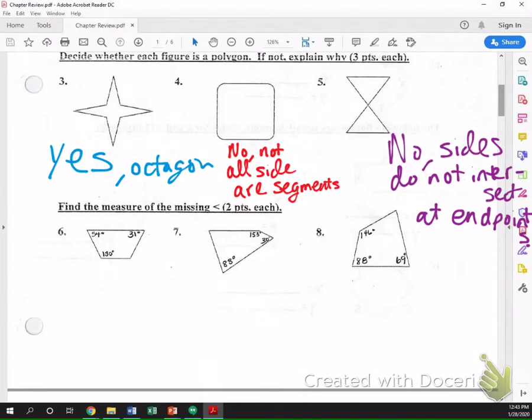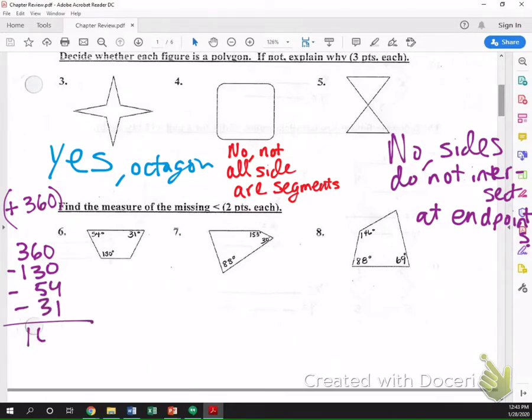All right, the next section, these are all quadrilaterals, so they have 4 sides. And the interior angles of a quadrilateral add to what? So I'm going to put add to 360 over here so that tomorrow I know what to do. I'm going to start at 360. Then I'm going to do what? Minus 130, minus 54, minus 31. What'd you guys get? 145. Box it in.